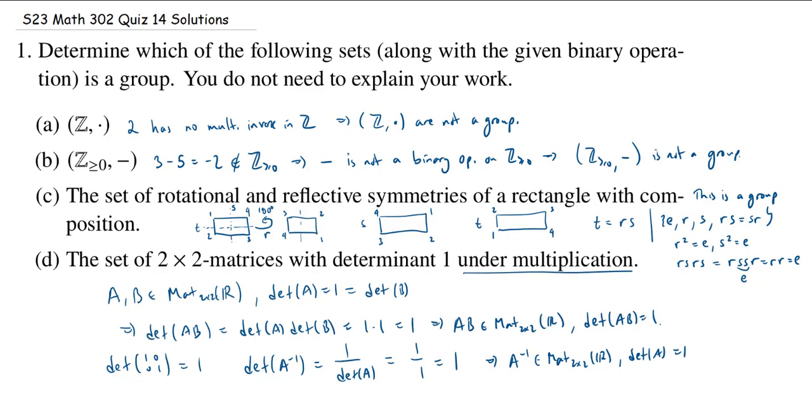All right. By the way, just in case you're looking this up, there is a notation for this group of matrices. They usually call this SL2R. The S stands for special, the L for linear. So this is the special linear group of 2 by 2 matrices over the reals. The SL just means 2 by 2 matrices with determinant 1. And this is a group.